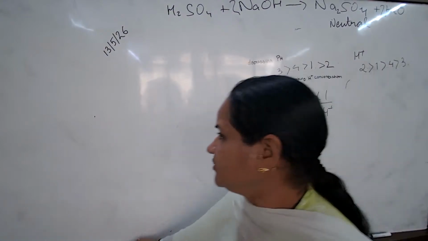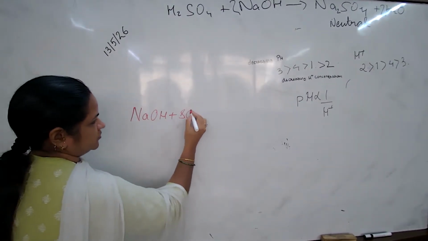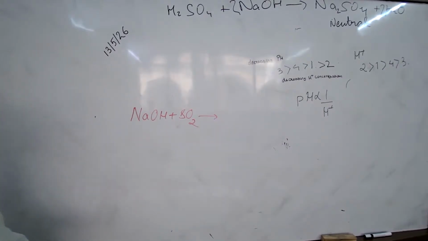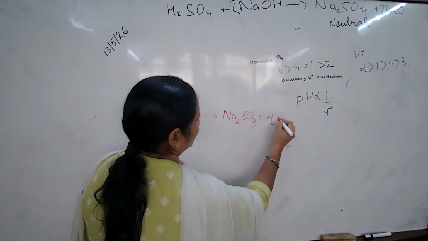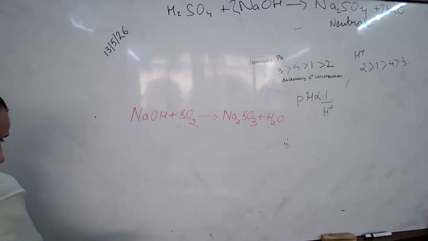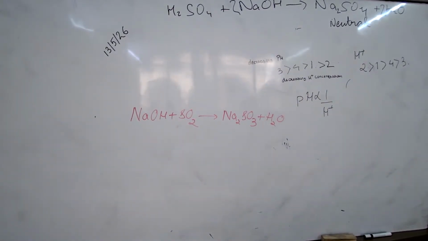इसका टर्न है. Write the chemical equation, NaOH plus SO2. Write it down in your notebooks, all of you. So base, sodium hydroxide, will form sulfite, Na2SO3 plus water. Okay, this will be the reaction. Next question.